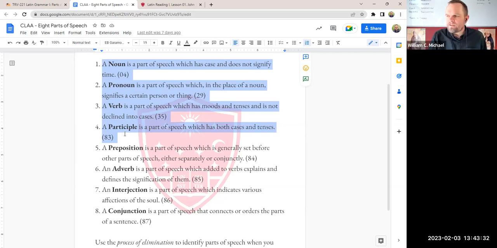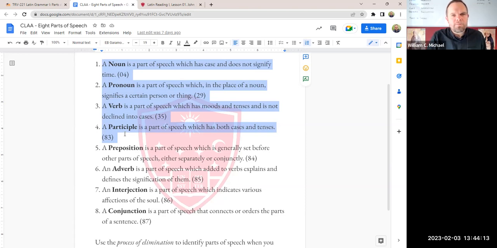Number two, a pronoun is a part of speech which can stand in the place of a noun. Is it true that the word hoc can stand in the place of another noun? Yes or no? Good. Yes. Okay, so it can be a pronoun. Does hoc signify time? No, it does not. So it cannot be a verb or a participle. So we're left with two options, nouns and pronouns.